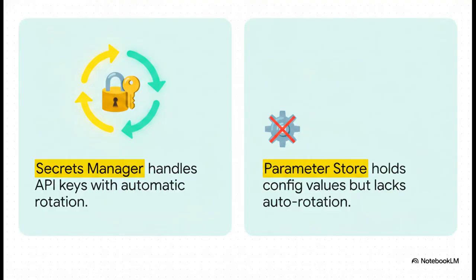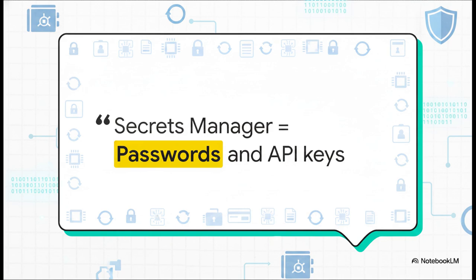Now, let's break down a classic exam trap: confusing Secrets Manager with Parameter Store. They sound similar, but they're very different. Secrets Manager is specifically for highly sensitive data, and its real superpower is automatic secret rotation. It costs a little bit more, but it handles that rotation for you behind the scenes. Parameter Store, that's great for standard configuration values, but it lacks that native automatic rotation feature, so don't let them trick you on that.